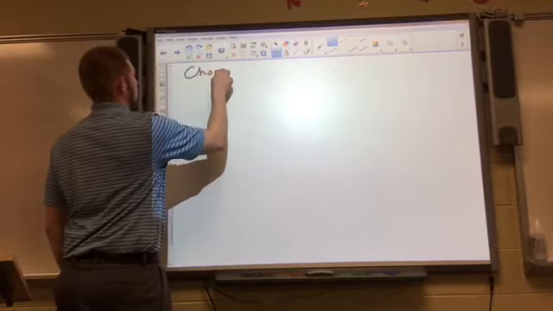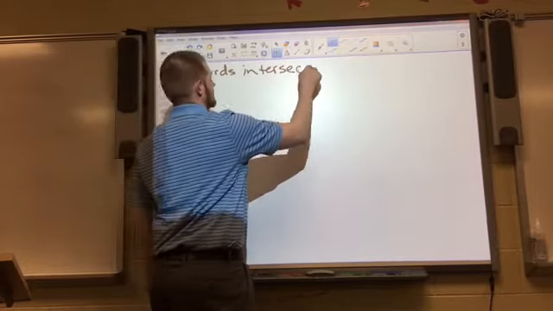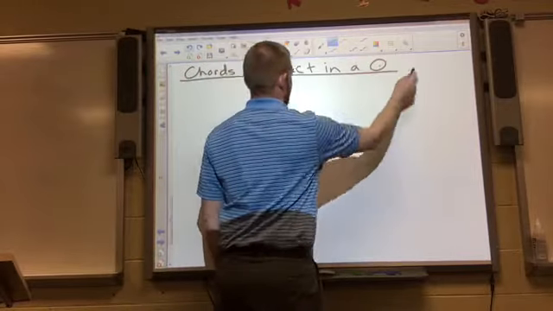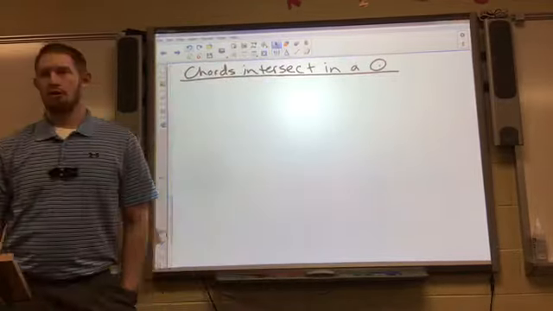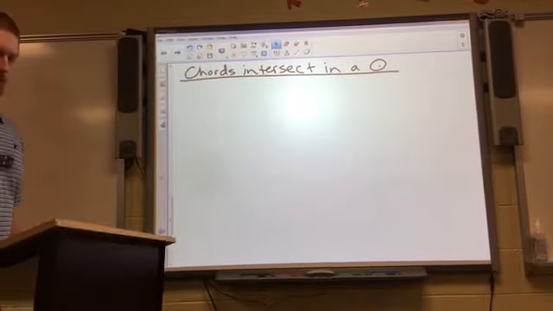This theorem we called chords intersect in a circle. Again, you don't have to name them if you don't want to. That's up to you. It just kind of tells you what the diagram's going to look like, though. Before I ever write anything, you're going to know that the diagram's going to have chords intersecting in a circle, right? This theorem is a little bit longer. It's the longest one we have today.